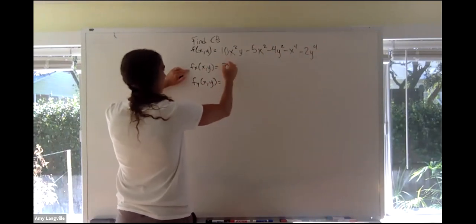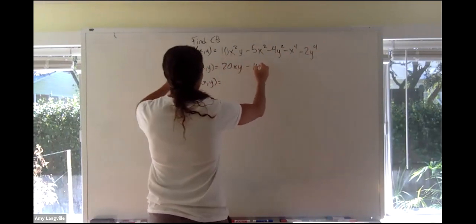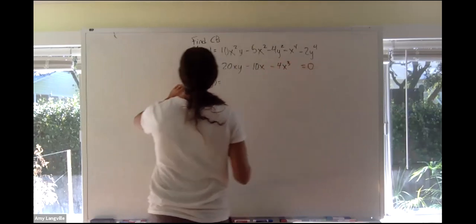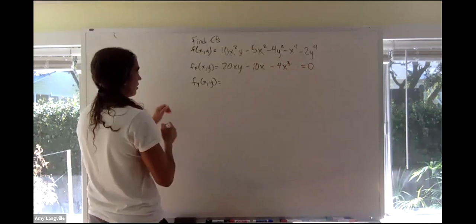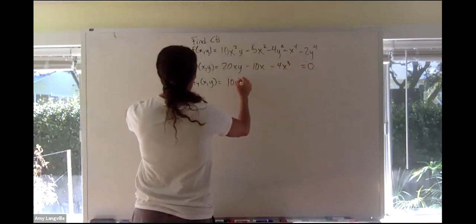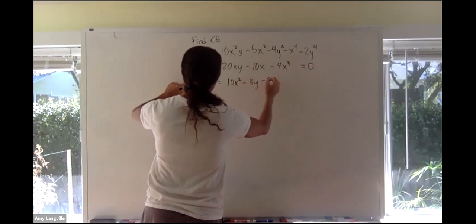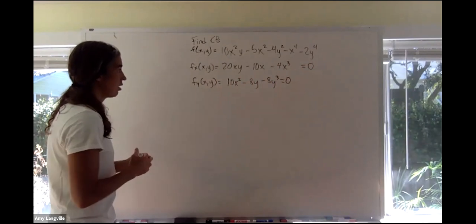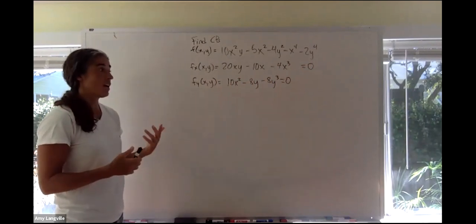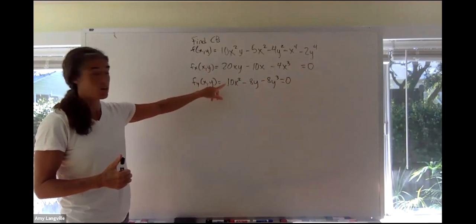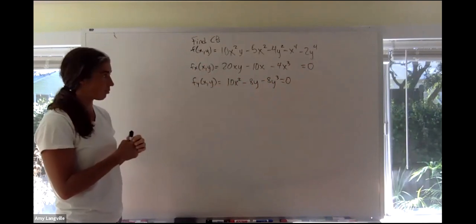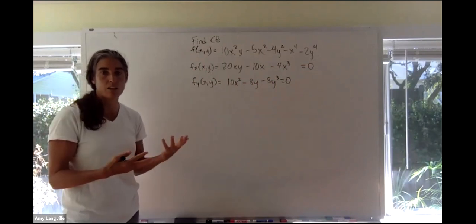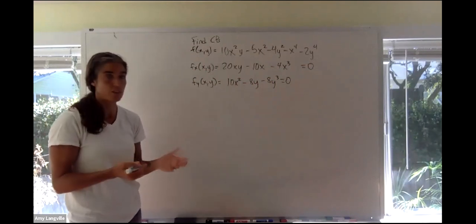With respect to x, we're going to get 20xy minus 10x minus 4x cubed equals 0. The second one, we're going to get 10x squared minus 8y minus 8y cubed equals 0. All right, and once again, we have a nonlinear system of equations that are interlocking. We have x and y's that are sort of tangled together, and we have to see, can we untangle them? And some of these are easier to untangle than others.